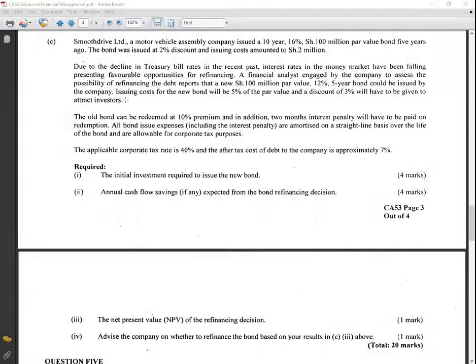They have told us a motor vehicle company issued a 10-year, 16% bond. Of course, this is 16% per annum. This is the rate of interest, 16% of the total par value. So 16% of 100 will give us how much here, somebody? 16. But as I pay interest, I remember Modigliani and Miller.